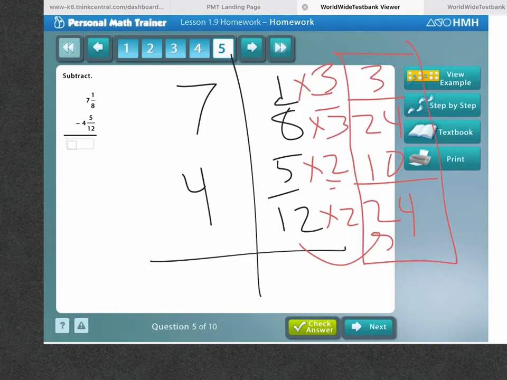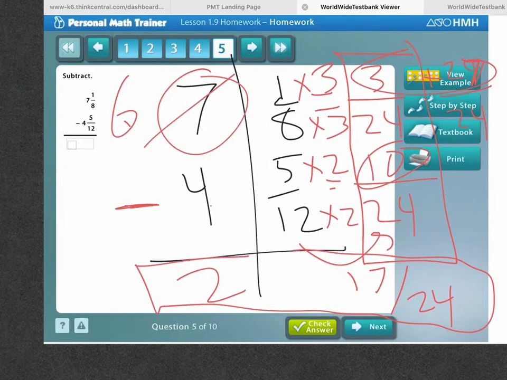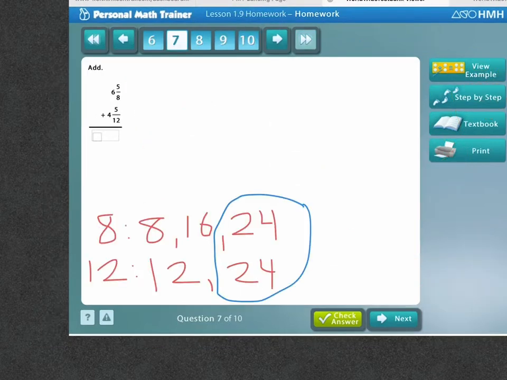Obviously, you do not have enough to subtract 10 if you only have 3, so we must rename or regroup this fraction, taking away 1 whole and adding to this 24 24ths. So that will end up with 27 24ths when I add these two together. So 27 24ths minus 10 24ths will end up with 17 24ths. And then 6 wholes minus 4 wholes is 2 wholes. So the answer to this, the difference is 2 and 17 24ths.